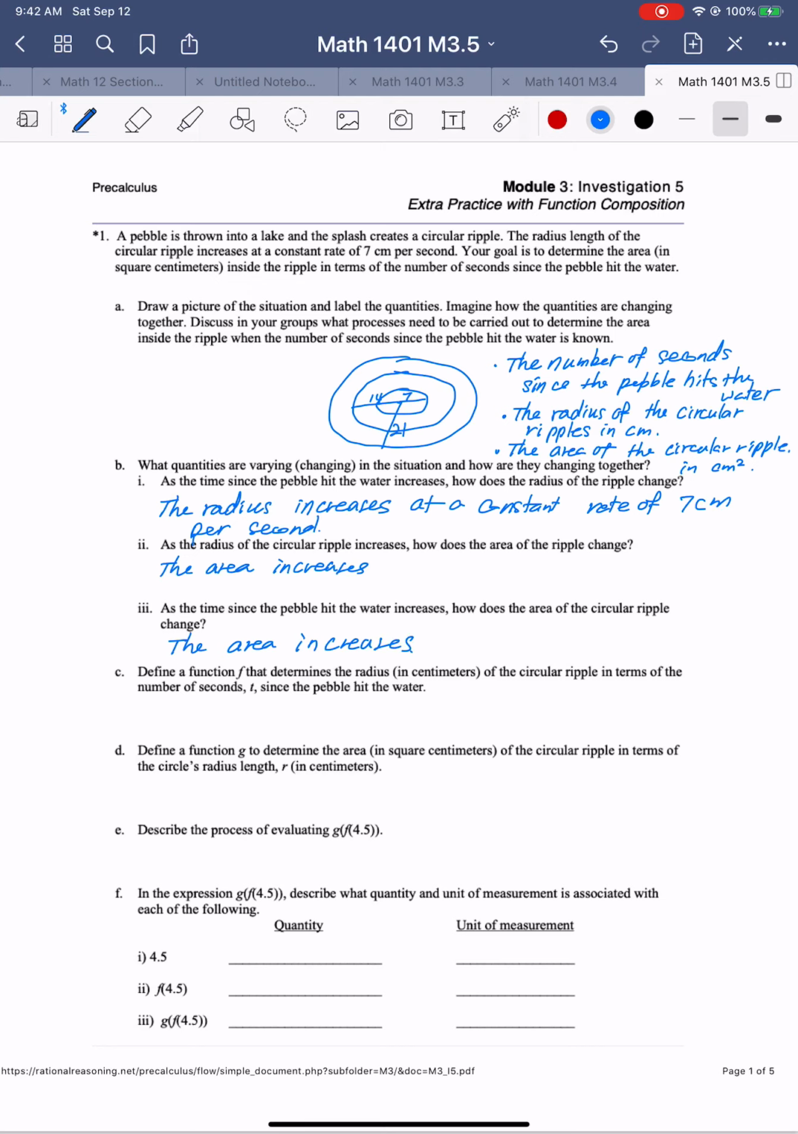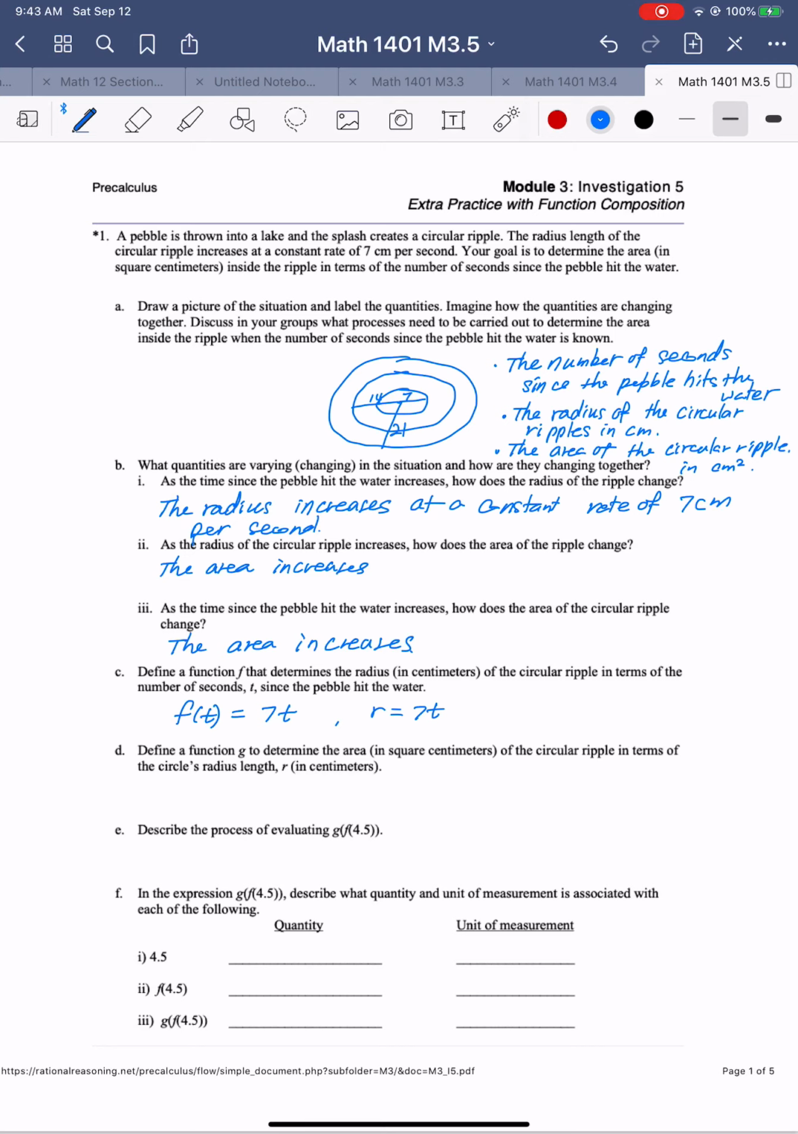So C, define the function f to determine the radius of the circular ripple in terms of the number of seconds. So how is the radius increasing? 7 centimeters per second, right? So f of t is 7t. R is actually 7t.